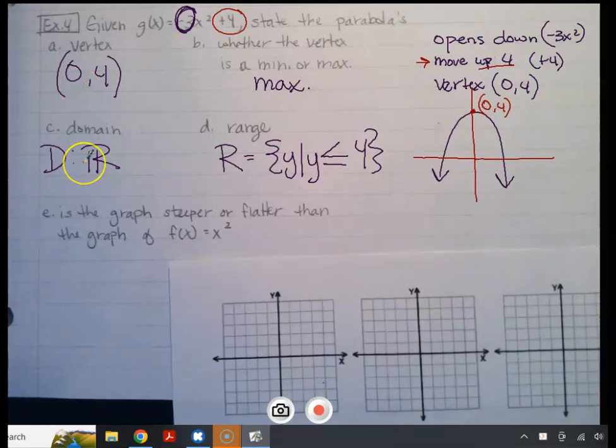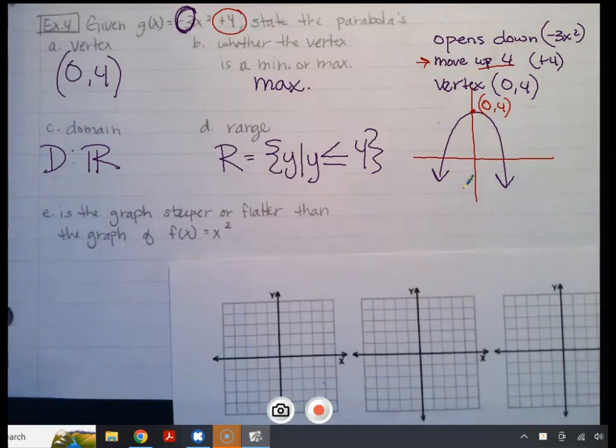Domain you said was all real numbers. The range then, since this is the max, is going to be all the numbers less than 4. So y such that y is less than or equal to 4. All right, so what do we decide about the graph? Is it steeper or flatter? You think it's steeper?